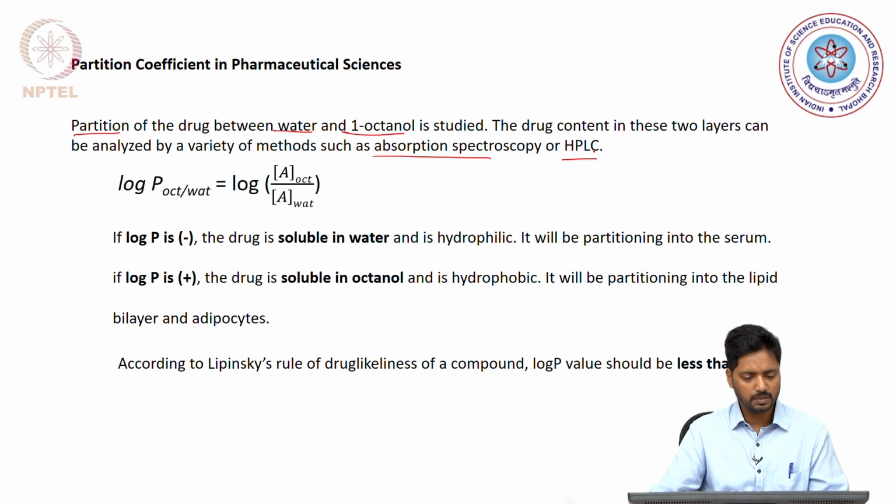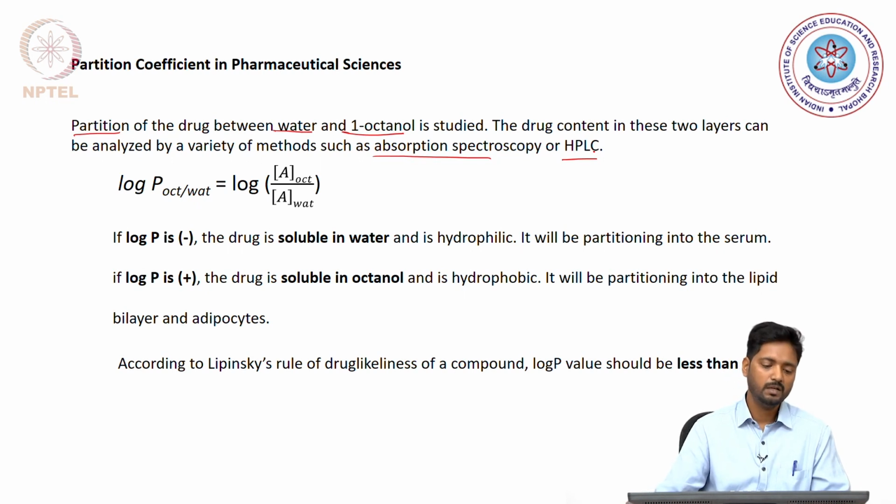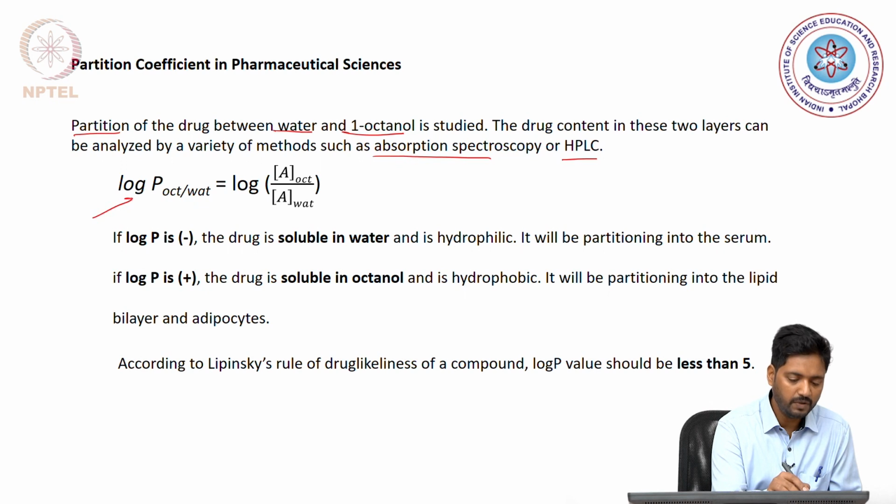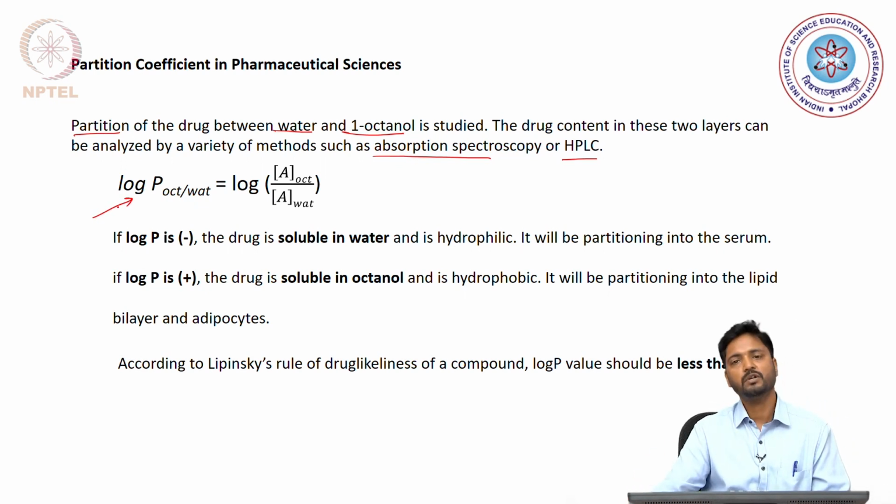So, what we will do here is that we will find out a log P value. The partition coefficient is expressed in terms of a log value, and this log P value is also reported for the drug molecules widely. So, this log P value is nothing but the log of the concentration of the analyte or the drug in the octanol phase divided by its concentration in the aqueous phase or the water phase.